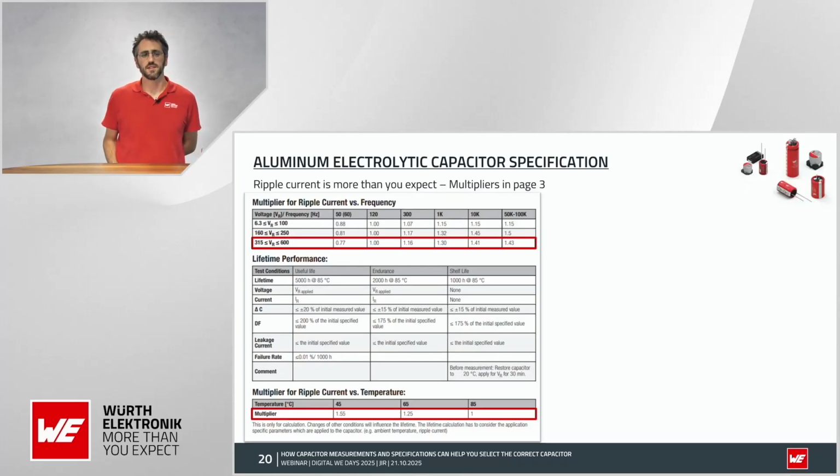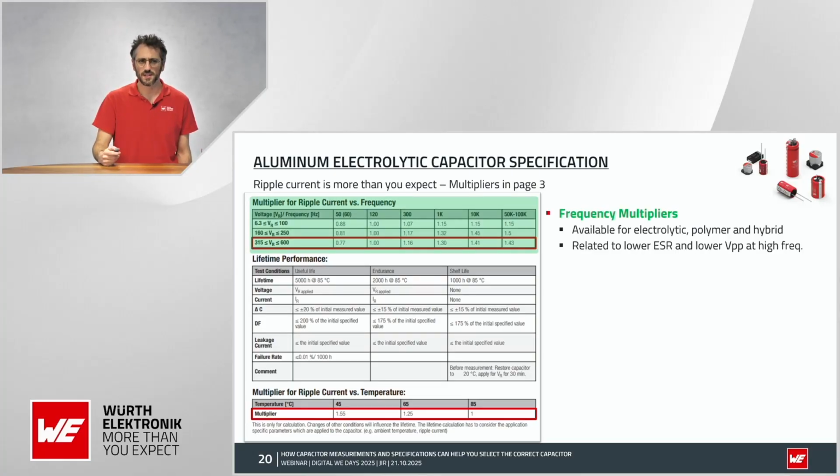But if you navigate to page 2 or 3, you can see this table. In this table, we have marked this part. These are multipliers that we include for capacitors. When you have a switching frequency that is higher, maybe you are allowed to have a higher ripple current. So this is what it means, the multiplier for ripple current.